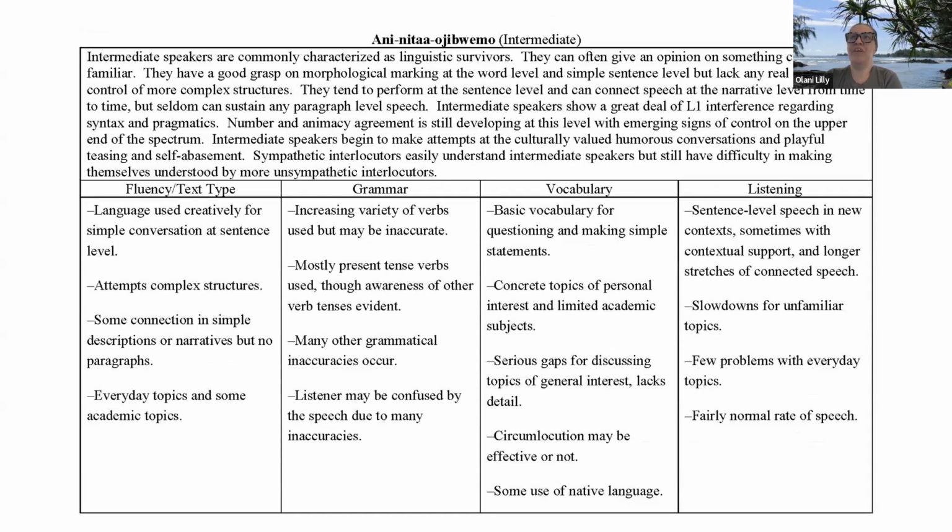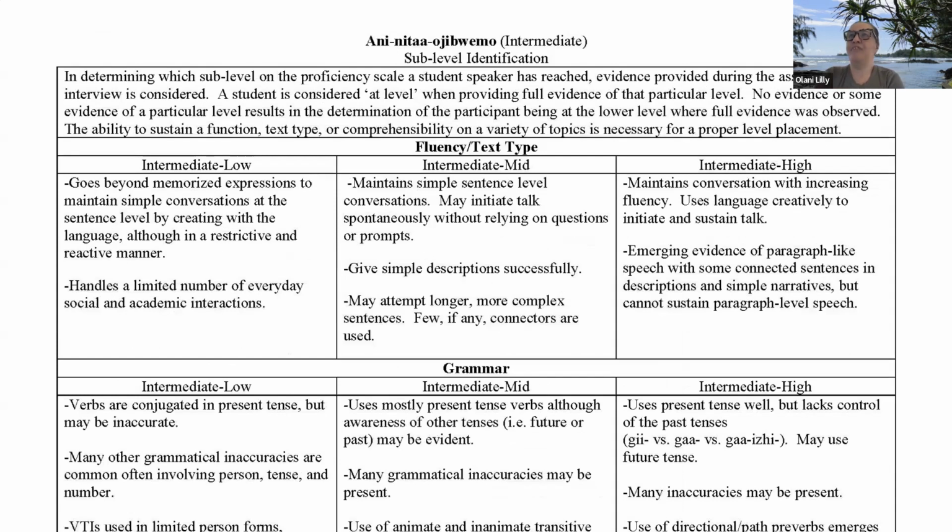Now we're looking at intermediate speakers. Again, the different levels, fluency, text type, grammar, vocabulary, and listening. So you can see what they would be looking for in that level of speaker. And at the top, you can see their definition. And then lastly, for this section of sharing, again, you see their intermediate low, intermediate mid, and intermediate high. So these are just examples of what Wadukadading is using.